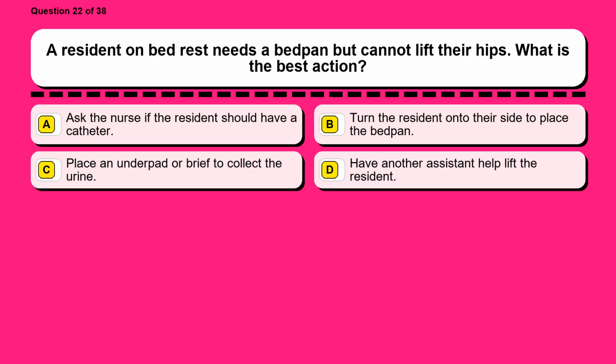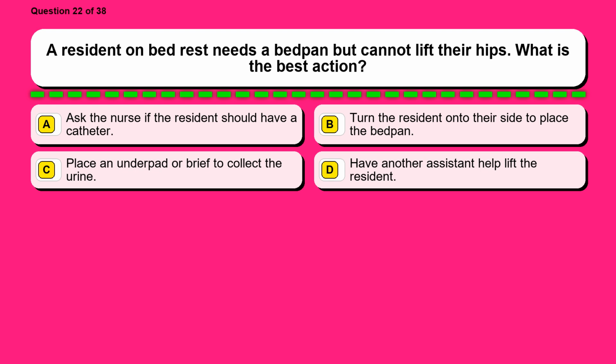Question 22. A resident on bed rest needs a bedpan but cannot lift their hips. What is the best action? Option A. Ask the nurse if the resident should have a catheter. Option B. Turn the resident onto their side to place the bedpan. Option C. Place an underpad or brief to collect the urine. Option D. Have another assistant help lift the resident.